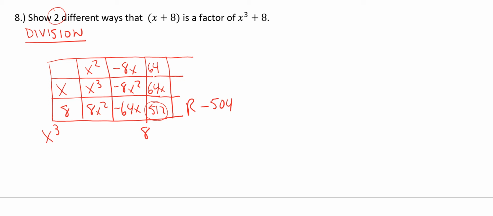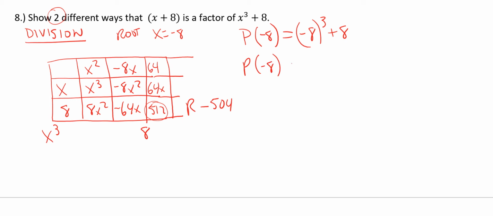ways. So the next way I'm going to do this is I'm going to use the remainder theorem. And the remainder theorem says if I put the root, so remember the root is x equals negative 8, so p of negative 8 equals negative 8 cubed plus 8. So p of negative 8 equals negative 8 cubed is going to be negative 512 plus 8 is going to be p of negative 8 equals negative 504. So we end up getting the same remainder.